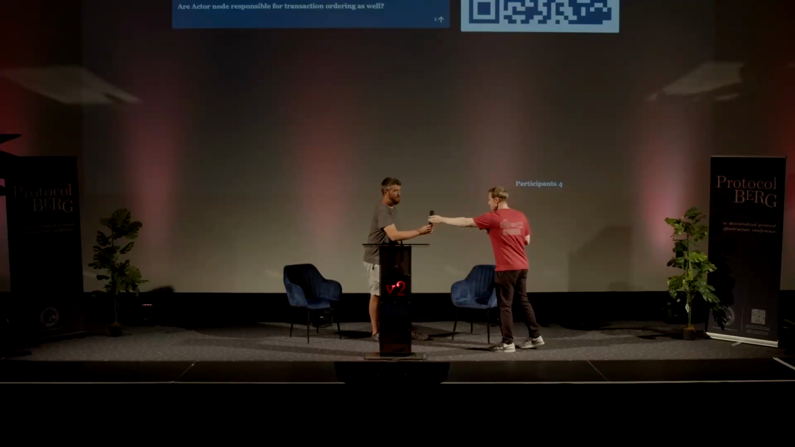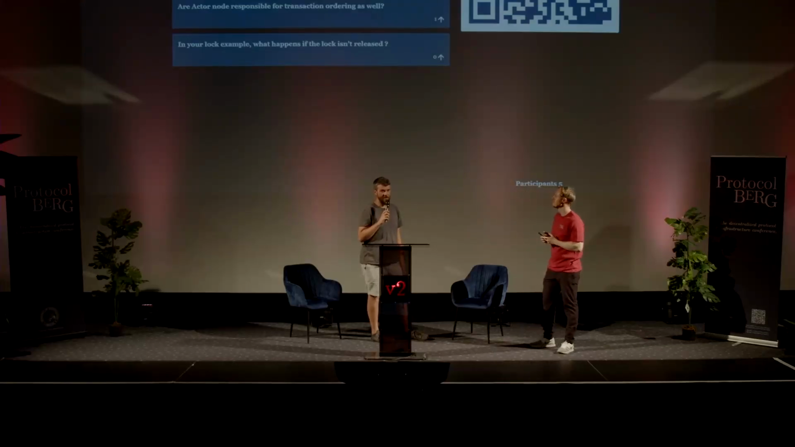Here goes. Are actors tied to a shard? Yes. Actors are like what are called shards in this JAM view; an actor would be one shard.